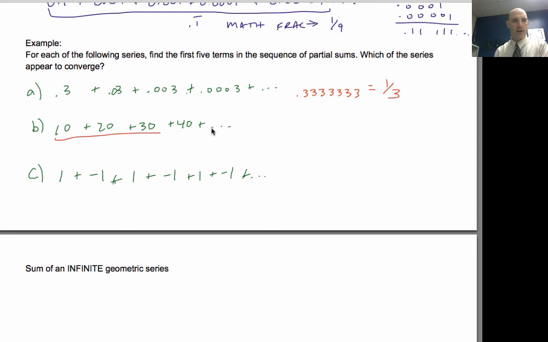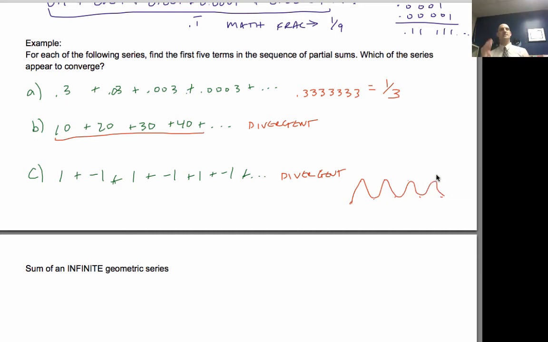Meanwhile, this trend right here, what's it doing? Well, this one's going to be divergent because it's going to keep getting up to bigger and bigger values. This one here, 1, negative 1, 1, negative 1, is also divergent, and you're thinking to yourself, well, Mr. Saris, it doesn't get bigger and bigger. Well, think about it like this. It kind of goes off into infinity. This is kind of like what a sine curve would look like. It doesn't have a limit. It's just going to keep oscillating into infinity.